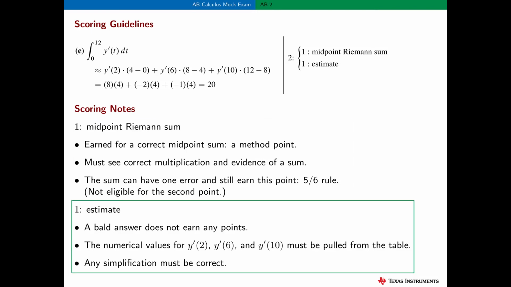Even though we recognize that some of our students are very good at solving this type of problem, a bald estimate of 20 does not earn any points here. The specific numerical values for y prime must also be used from the table. That is, the student cannot earn the estimate point without indicating these exact values. And finally, if any simplification is presented, it must be correct. If the student makes an error in simplification, then they do not earn the estimate point.